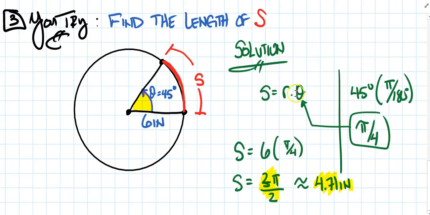So I did s equals r theta. I then took my 45 degrees and converted it into radians by multiplying by pi over 180. That gave me pi over 4, which I plugged back into the formula. So s is equal to 6 times pi over 4, so that's 3 pi over 2, or approximately 4.71 inches. Again, depending on what the book wants, if it wants the answer in terms of pi, you would simply say 3 pi over 2. If it says rounded to 3 decimal places, then you'd go to here. And there you go.